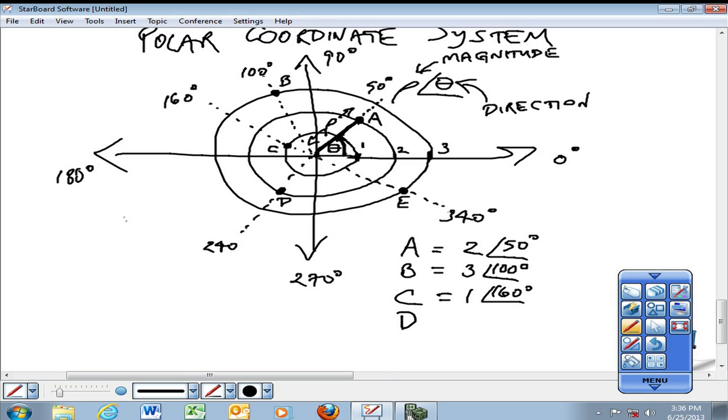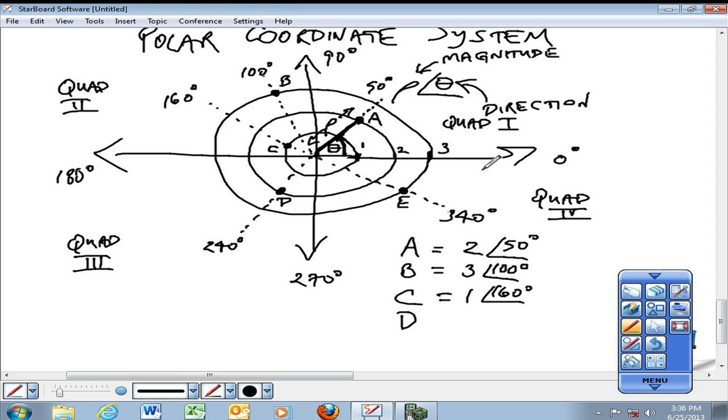Let's do D. D is in what quadrant? Remember what these quadrants are? Remember from 0 to 90? This is, of course, quadrant 1. From 90 to 180, quadrant 2. From 180 to 270, quadrant 3. Let me put the unit, sorry about that, 240 degrees. That's your quadrant 3. And then last but not least, there's your quadrant 4, from 270 to 0 degrees, which is also equivalent to 360.